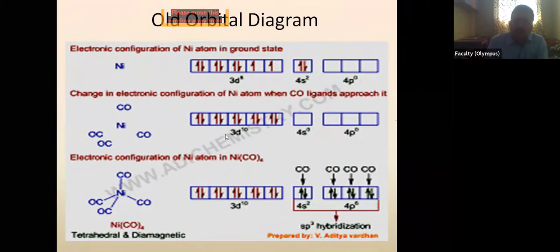So during hybridization, these two electrons from the 4s orbital shift to the 3d orbital. Now in this configuration, all electrons of nickel are paired in the d orbital. The electronic configuration is 3d10. All electrons are paired, and the 4s orbital and 4p orbital are empty. So this nickel atom undergoes sp3 hybridization.